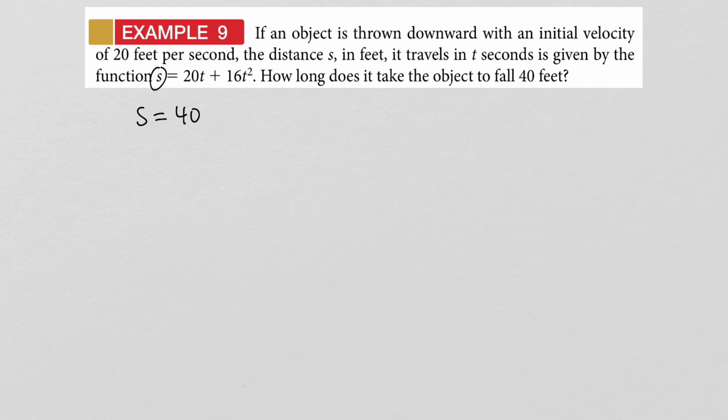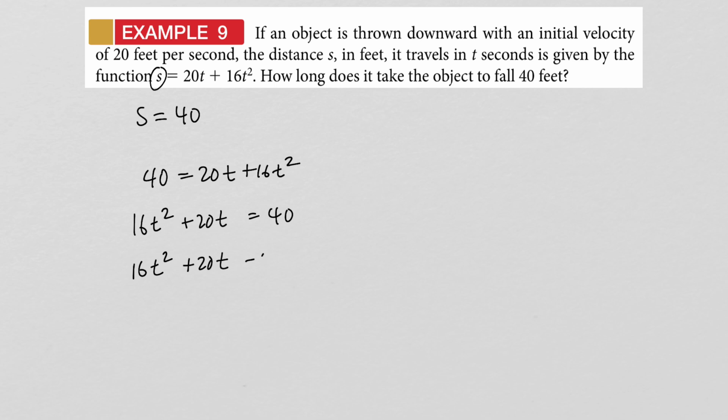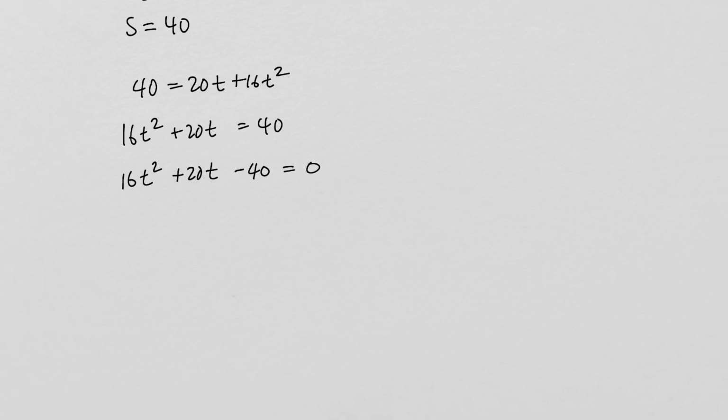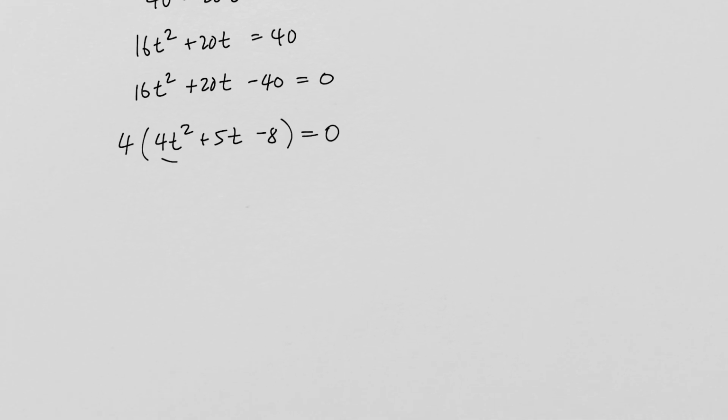And if I plug in 40 here for s, we get 40 equals 20t plus 16t squared. Now, I'm going to rewrite this as 16t squared plus 20t is equal to 40. And then I'm going to subtract 40 from both sides because I want to set it equal to 0. And then now I need to solve that equation. Now again, you could just use the quadratic formula with these numbers, but notice all these numbers are divisible by 4. So if I factor out a 4, we have 4t squared plus 5t minus 8. And now I can just focus on this part.